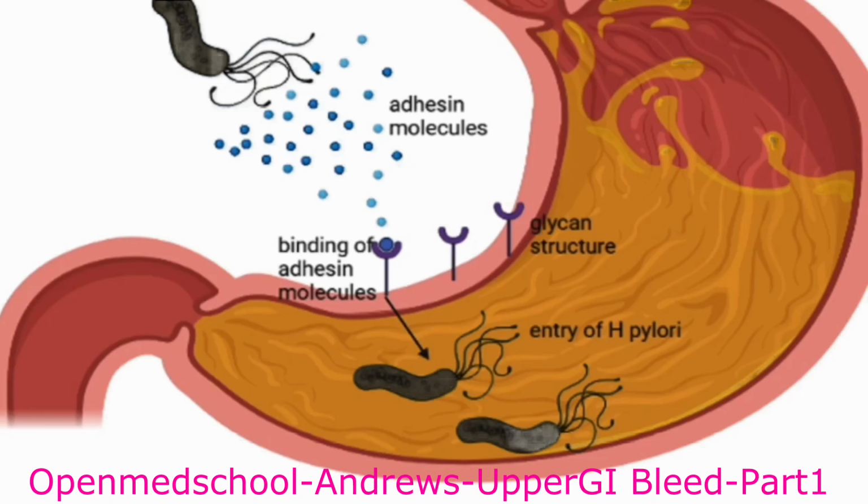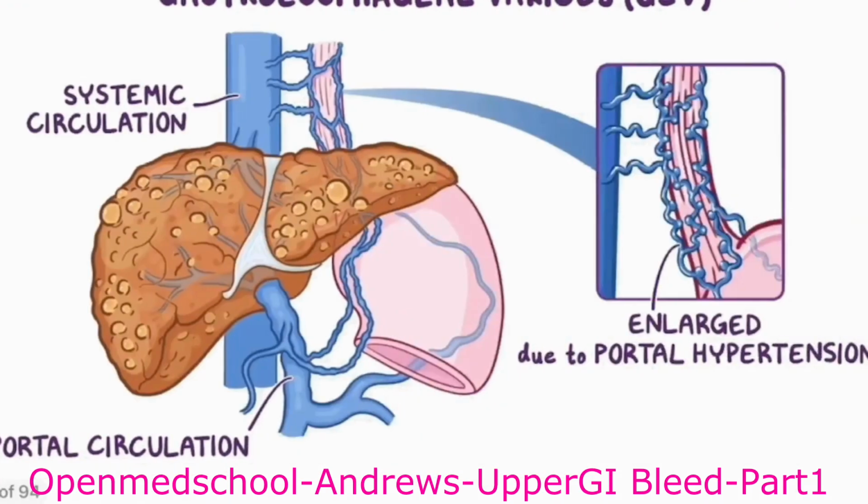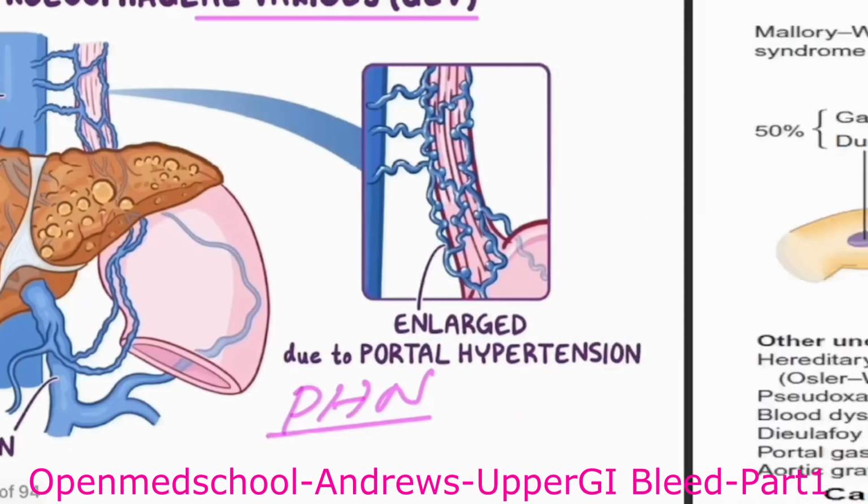Again, remember the common causes. The first and foremost is peptic ulcer disease. More than 50% is peptic ulcer disease, and H. pylori is one of the implicated factors. Next is the esophageal varices, enlarged tortuous portosystemic communications at the lower end of the esophagus or the gastroesophageal junction. And again, remember that in portal hypertension, the bleeding is due to portal hypertension rather than coagulopathy. So that is a concept you should keep in mind.